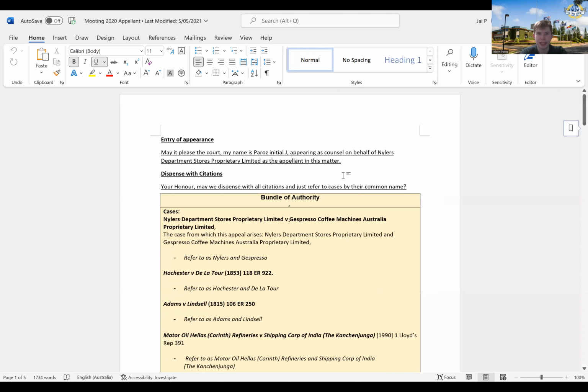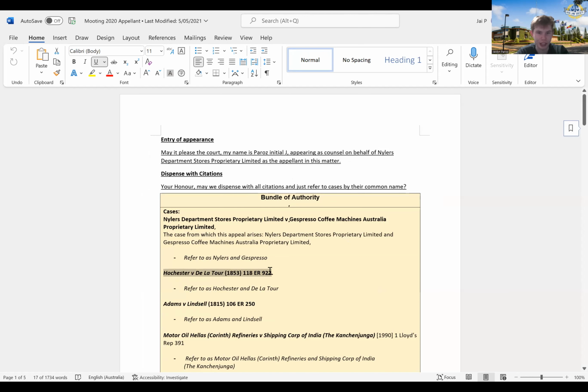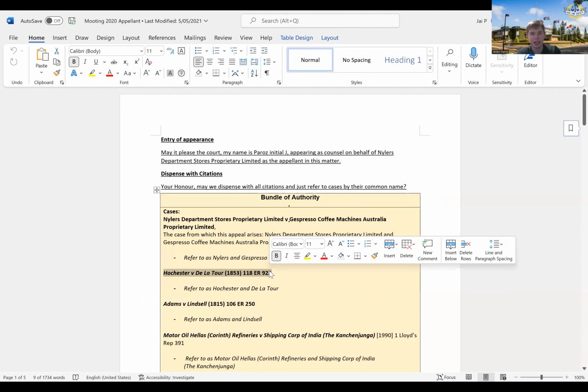Yes, here we go. So here's the script. So you'll have your entrance appearance, as I already mentioned. We'll have something called a dispensation with citation. So pretty much that's a USQ specific thing. So you know how in a lot of cases, for example, Hochster v De La Tour, it's got the case numbers at the back. So in a moot, if you just say, Your Honour, we may dispense with all citations and just refer to cases by their common name.